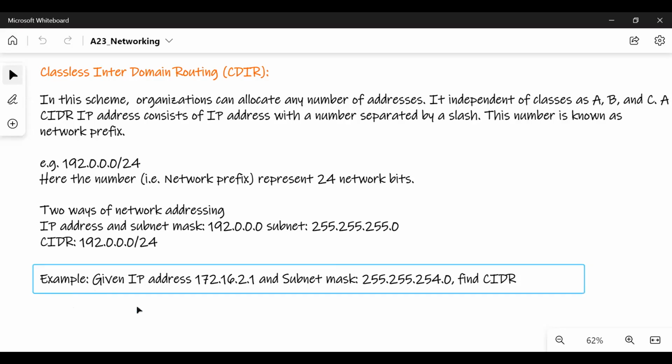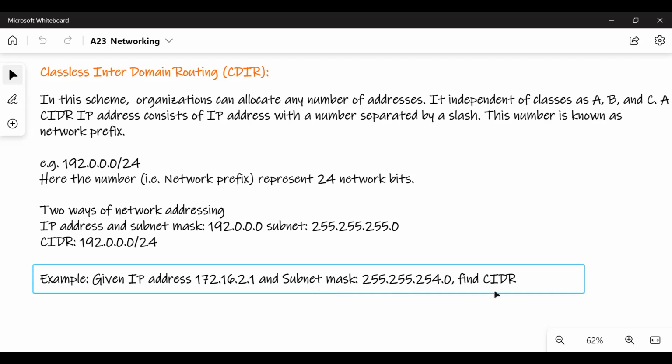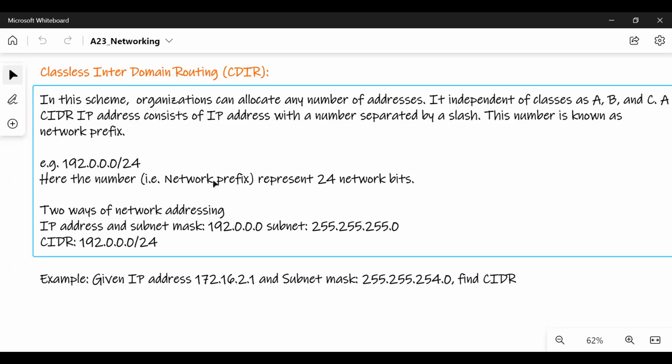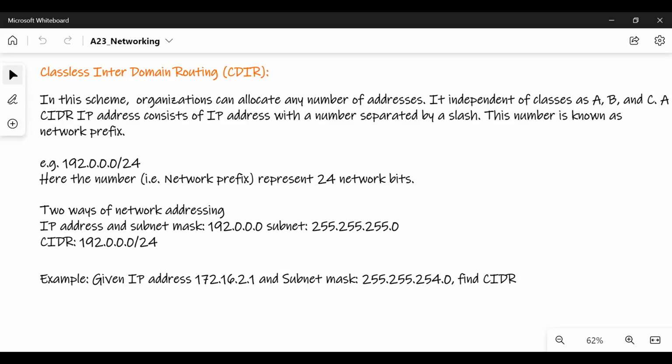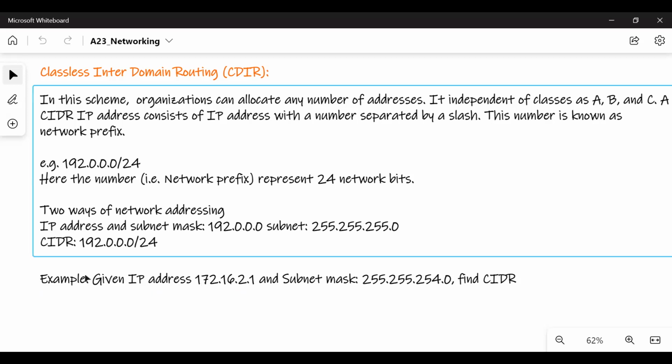Yes, the last time we discussed, given this IP address and a subnet mask, how to find the CIDR. So when we have the subnet mask 255.255.254.0, we know we will have 8, 8, and 7. That means 23 bits were allocated for the network bits.